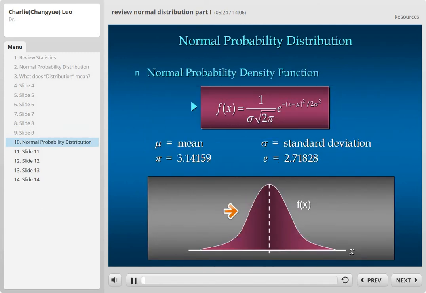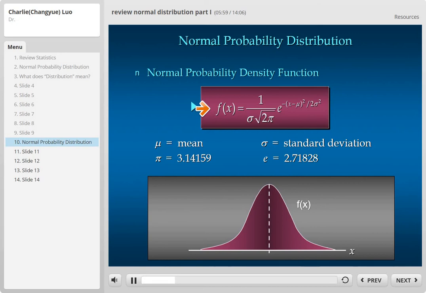Now we have the normal distribution curve looks like this. Mathematically, this curve is a function. It is determined by a formula. And here's the formula. f(x), which is the value of this curve, equals 1 over sigma times square root of 2 pi times e to the power of negative (x minus mu) squared divided by 2 sigma squared.